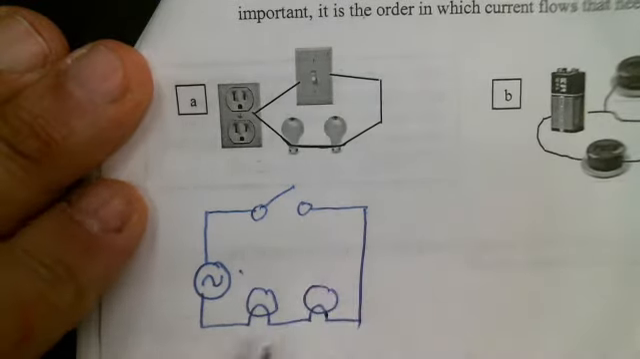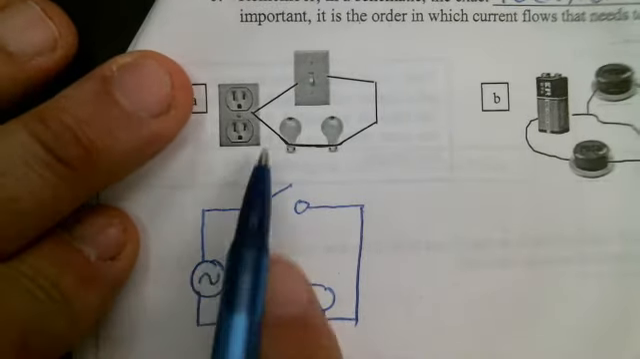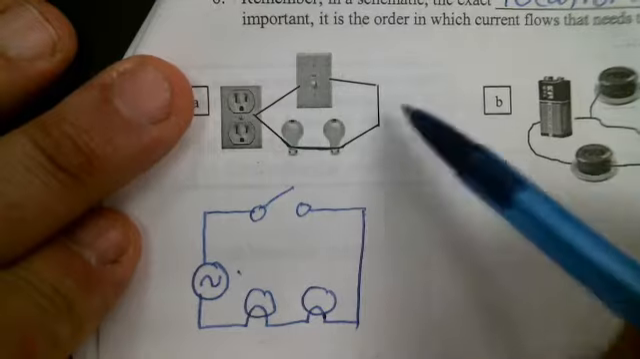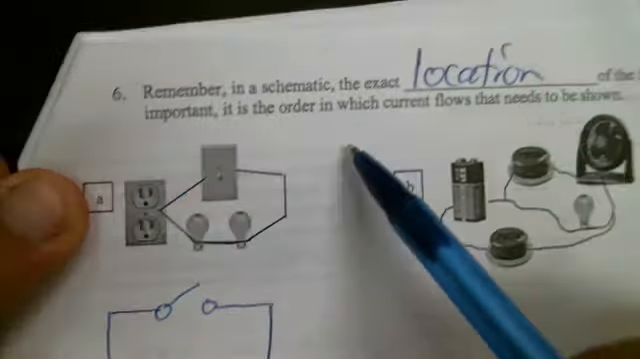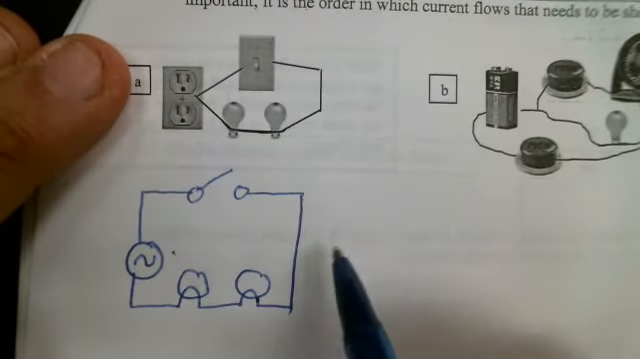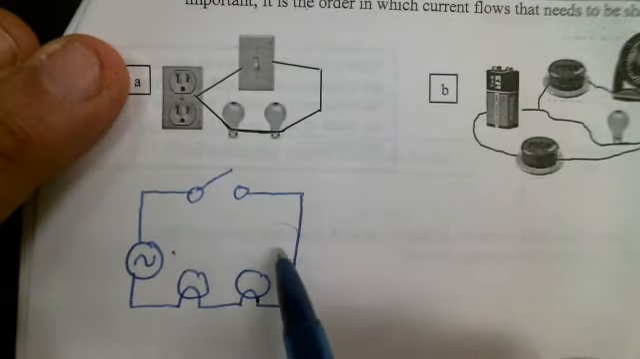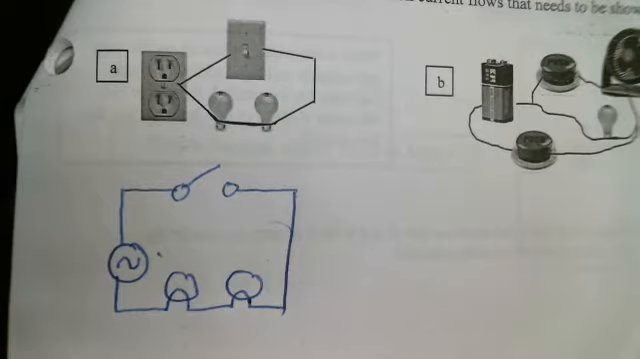And then it goes back to the power supply. So this is a more literal view of the circuit here. Now, as we said before, the exact location of these items is not important. I could have drawn the light bulb over here, for instance. Current still flows through it in the same manner. Let me pull out another circuit here to help illustrate this.